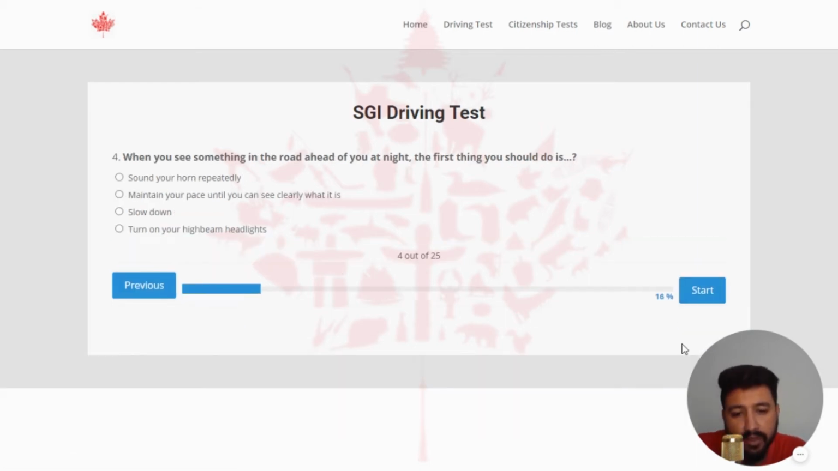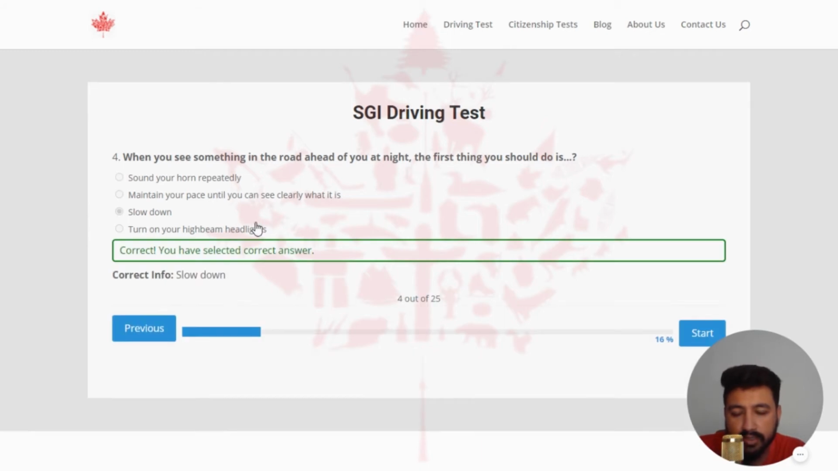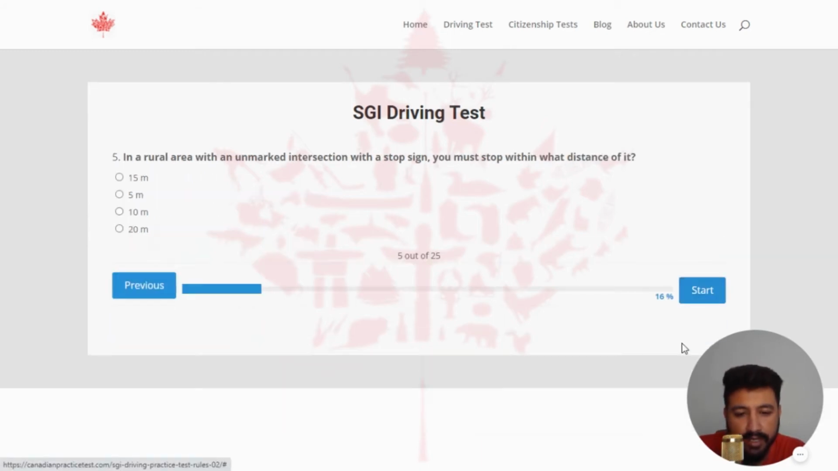And next, when you see something in the road ahead of you at night, the first thing you should do is, the right answer of this question is slow down. So I'm going to select the third one. This is the right one. And next, in rural areas with an unmarked intersection with a stop sign, you must stop within what distance of it? The right answer is 10 meters.